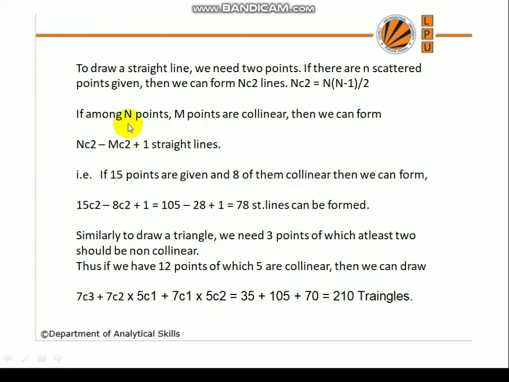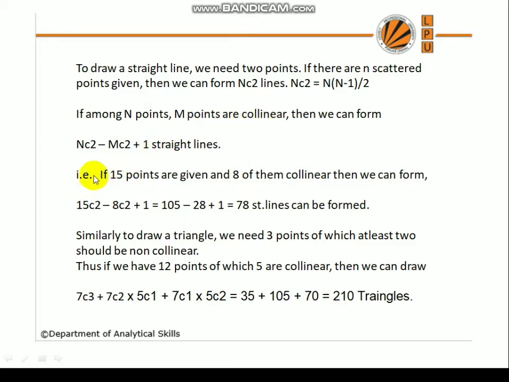What does this nC2 minus mC2 mean? nC2 is the general answer. Let's suppose all the n points are scattered, so we can say nC2 lines are formed. But we know m points are collinear, so using the m points, we cannot form multiple lines. We can only form one common line which connects all the points. That's why the plus 1 is added. So we have to remove mC2 possibilities, that is, the number of ways lines can be drawn using those m points should be subtracted from the total. That's why nC2 minus mC2 plus 1 will be the result when n points are given, among them m points are collinear.